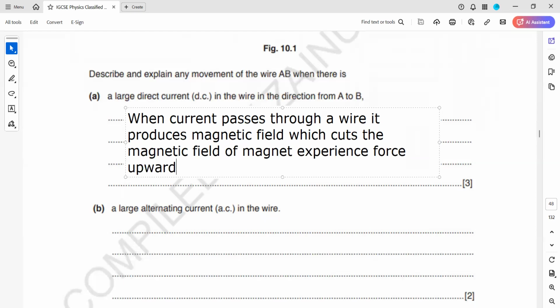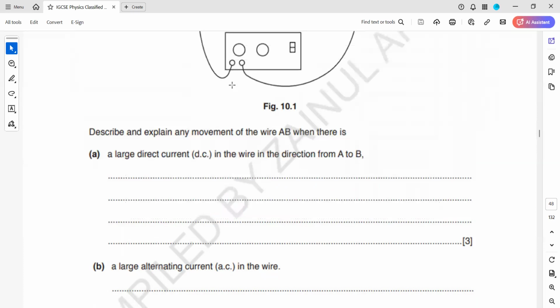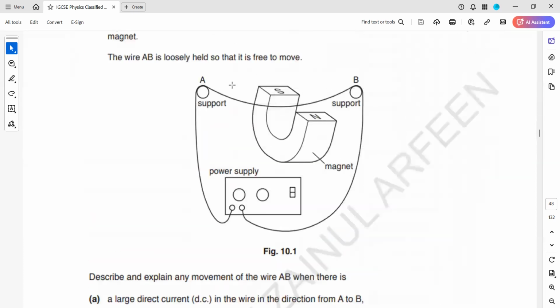Now, the second part, a large alternating current. What is the meaning of alternating current? The current will continuously change its direction. First the current will move from A to B, then from B to A. When the current is from A to B, the force was upward. When the current is from B to A, the force is down. As the direction of the current changes, the direction of the force also changes, and instead of experiencing either an upward or a downward force, the wire starts to oscillate, vibrate.